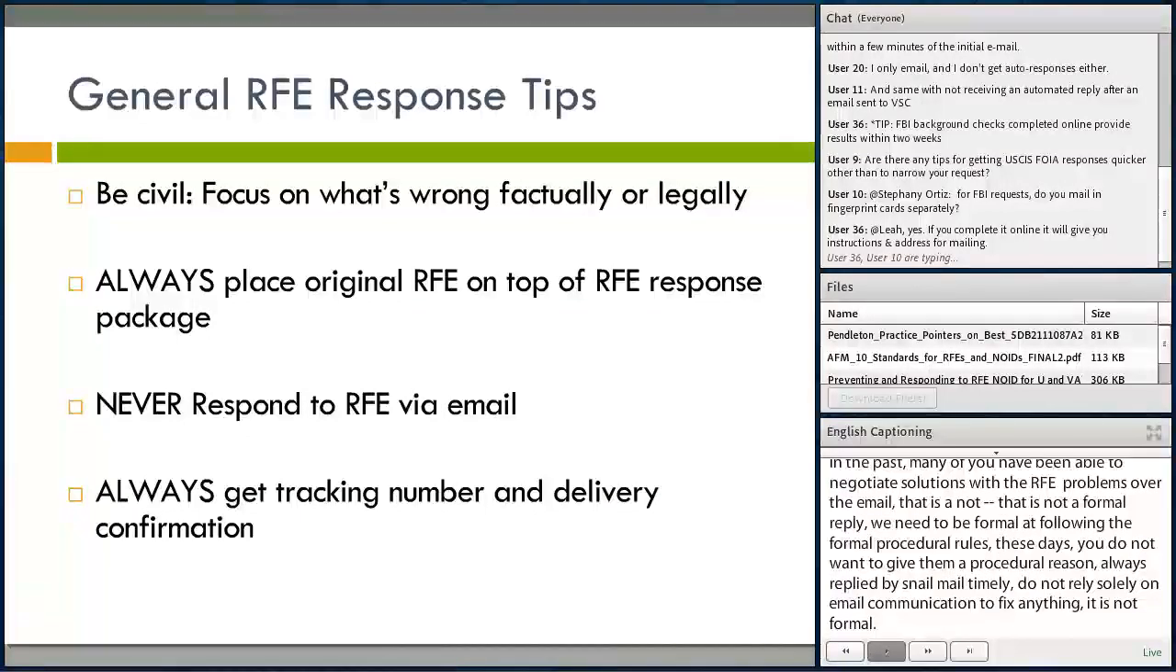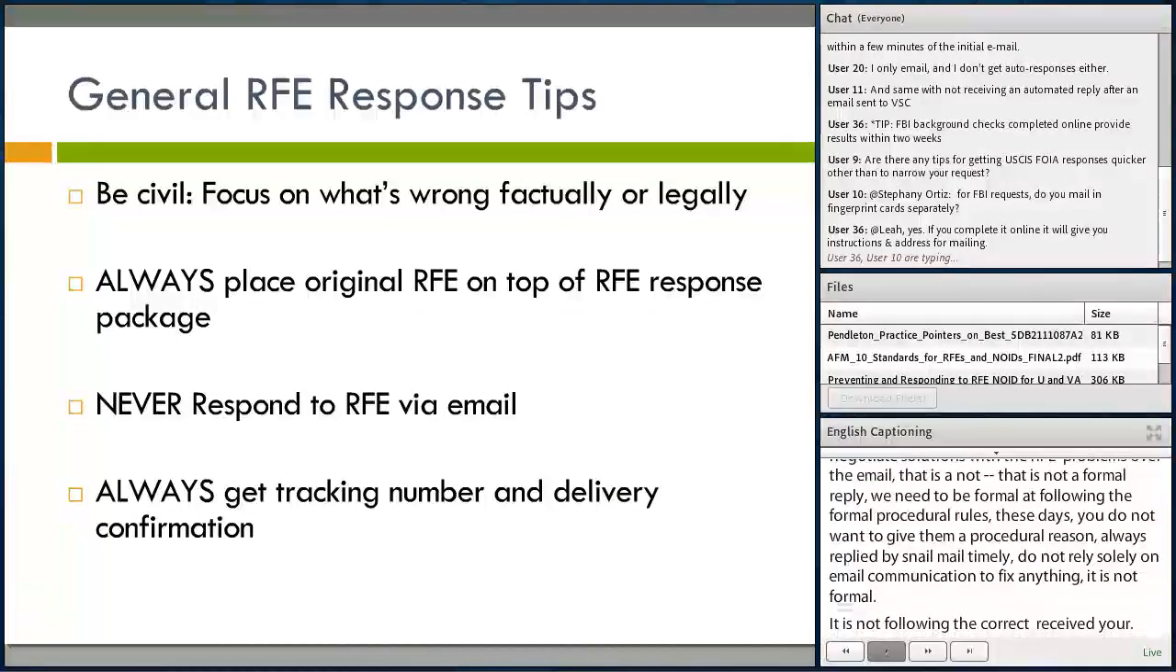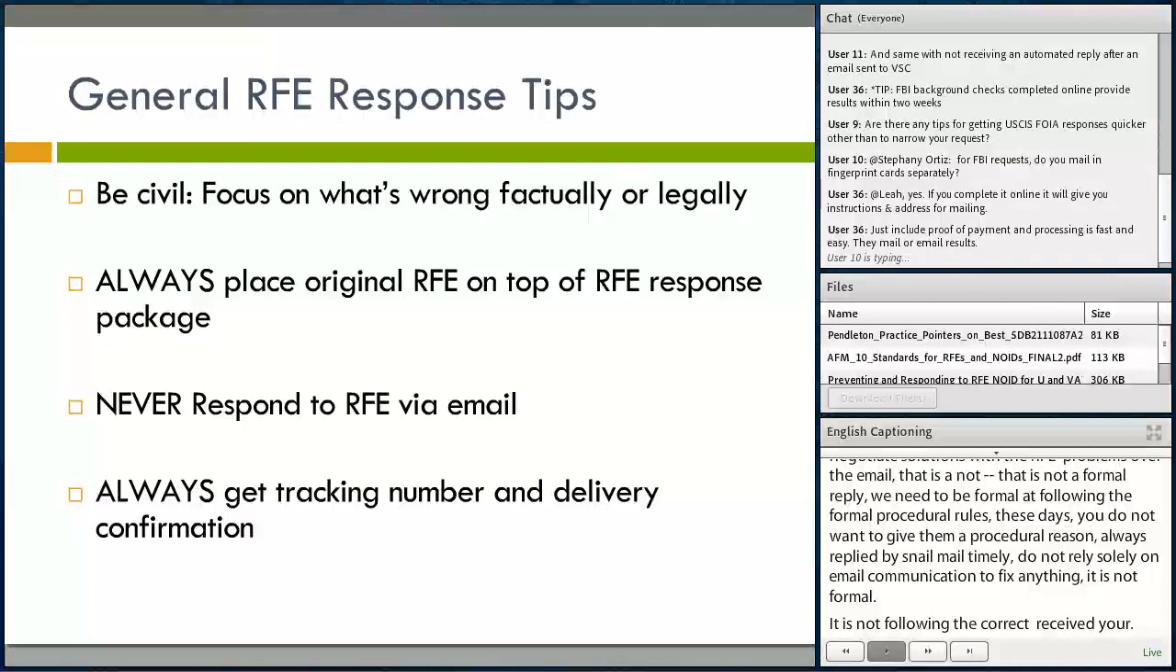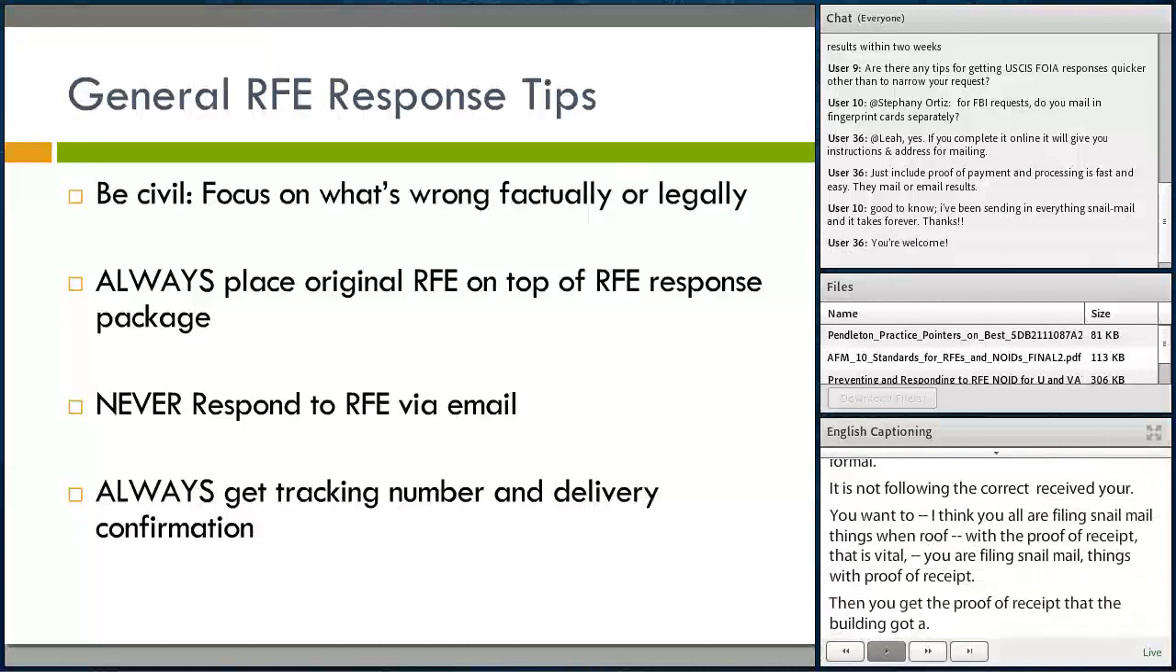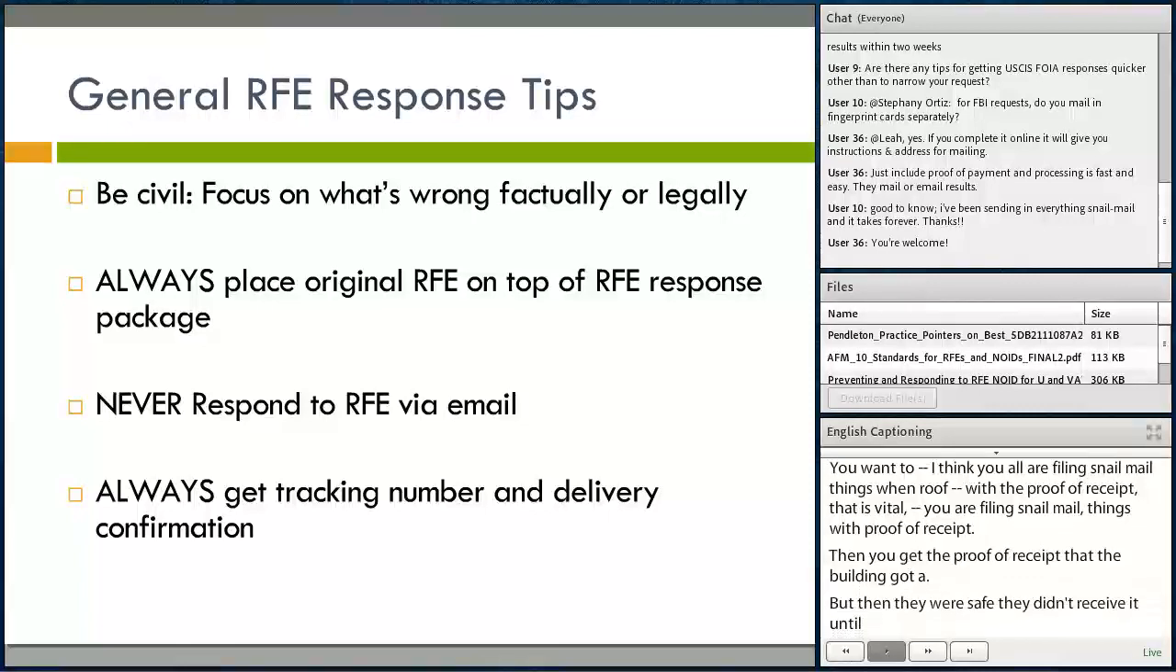And I think you all are filing snail mail things with some sort of proof of receipt, but that's really vital because some of you may have experienced this: it used to be they didn't work on Fridays or something like that, so you would file something on Friday, you'd get the receipt notice that the huge building got it, but the VAWA unit would then say, oh, we didn't get it till Monday, so you didn't file timely. If you have that receipt notice, we can prove that you did file it timely.